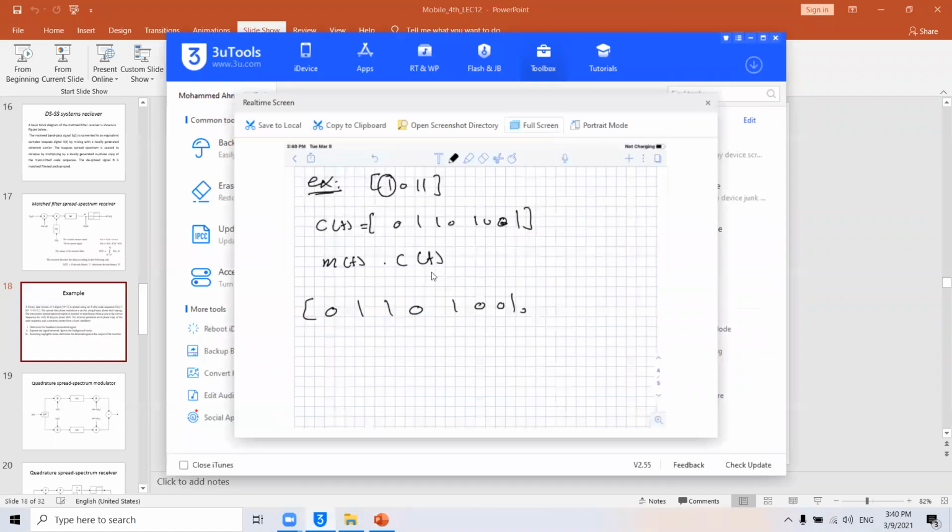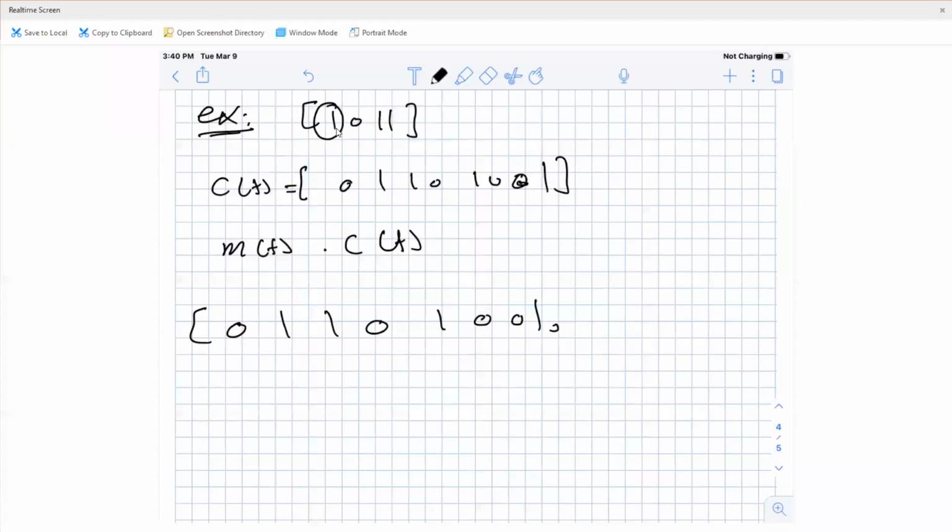I'm going to repeat it. Now, for example, we have the binary bits m of t: 1 0 1 1, and c of t is 0 1 1 0 1 0 0 1. Now, I'm going to perform the exclusive NOR gate with each bit in the chip code. 1 exclusive NOR 0 will be 0. Why? They are different. Here, 1 exclusive NOR 1 will be 1. 1 exclusive NOR 1, 1. 1 exclusive NOR 0 will be 0. 1 exclusive NOR 1 will be 1. With these two zeros it will be 0, and the final one will be again 1. This is the operation of the exclusive NOR gate.